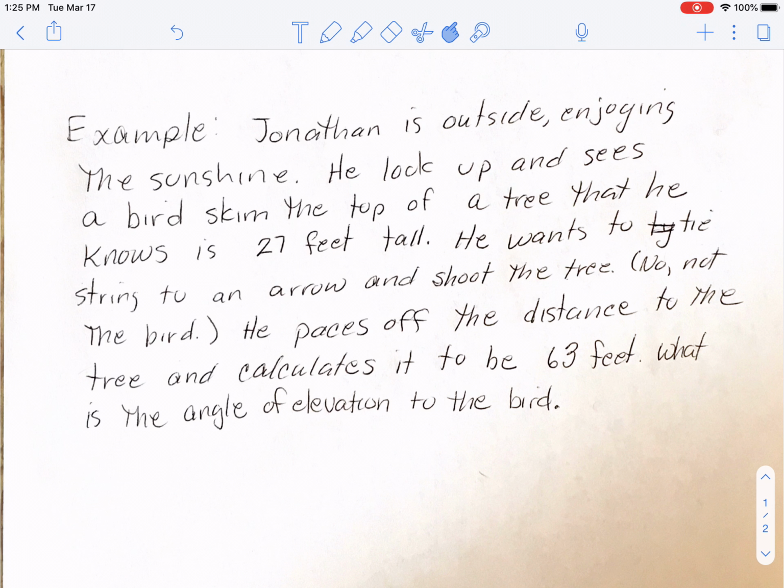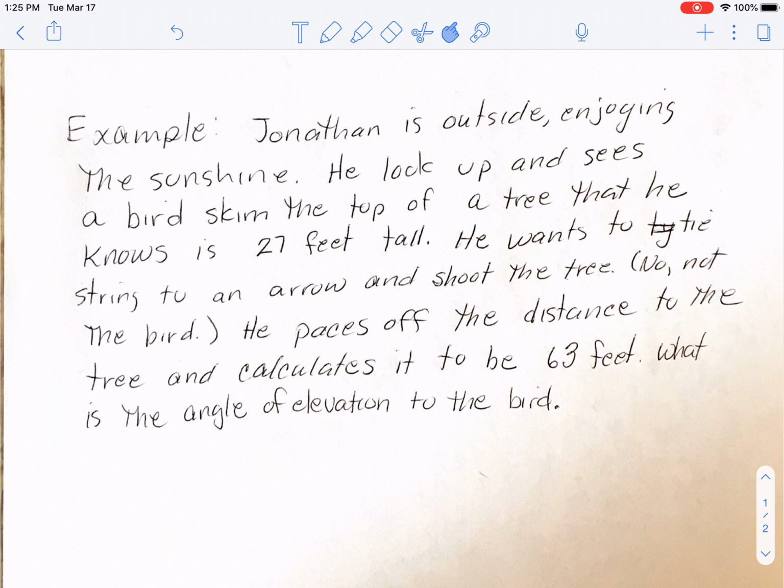So he wants to know, if I tie a string to an arrow and I shoot it to the top of that tree, how much string do I need to make sure I have on the coil? And to figure that out, I'm probably going to want to know my angle of elevation.